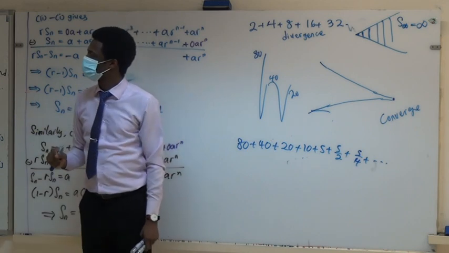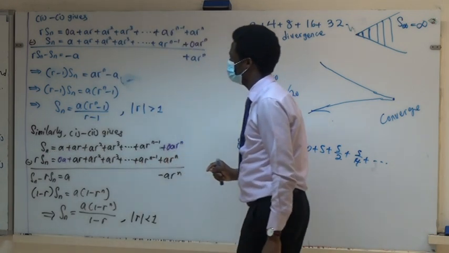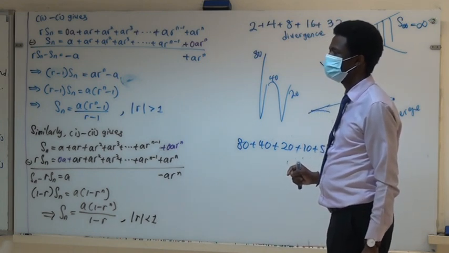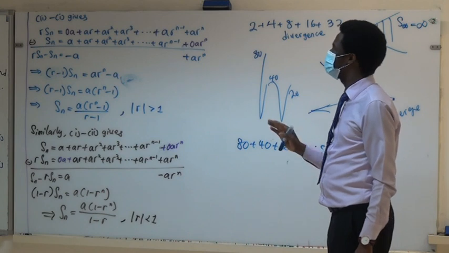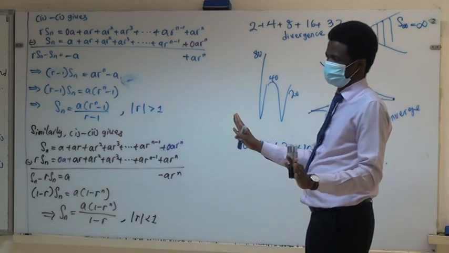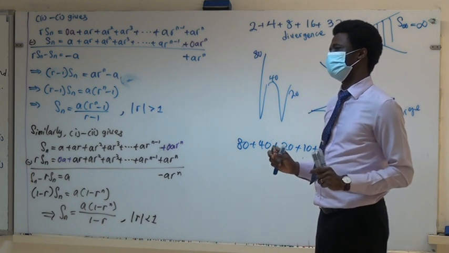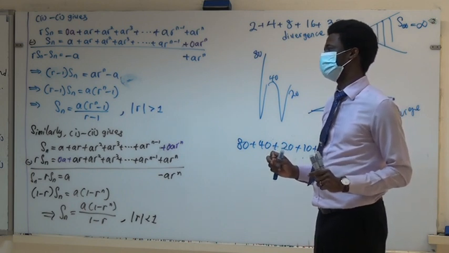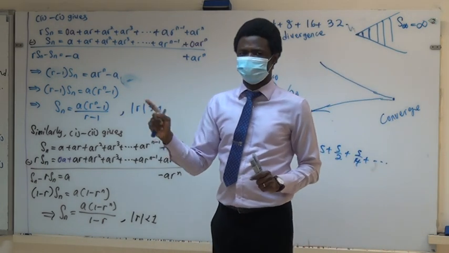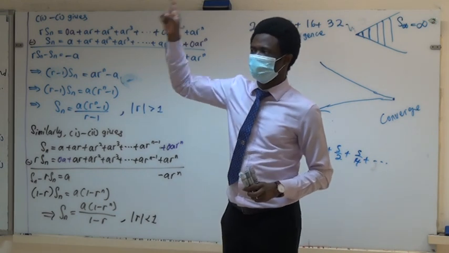Yes, please. Is it still called convergence and divergence for APs? What do you mean? If an AP increases, it's still called divergence. The word divergent is not for AP or GP. It's for any sequence or series. But I don't think we can have convergence for AP. If your common difference is negative, the worst case scenario is your summation becomes minus infinity.